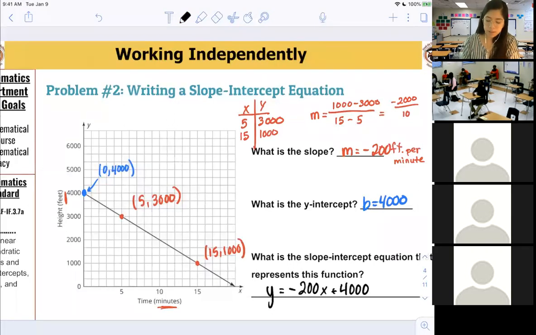Awesome. All right, so for number 1 and number 2, both of those were real world scenarios. So with real world scenarios, you also have to always think about what those numbers mean. So if you think about it, the y-intercept was 4,000 feet, and this is the starting height.